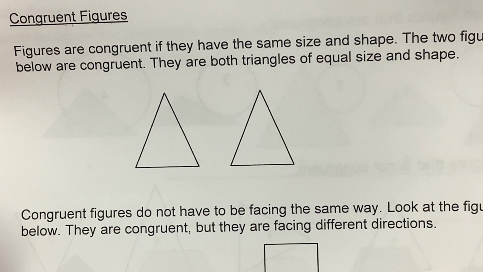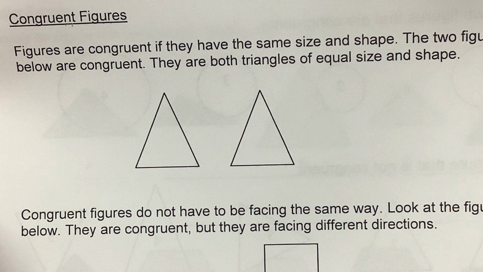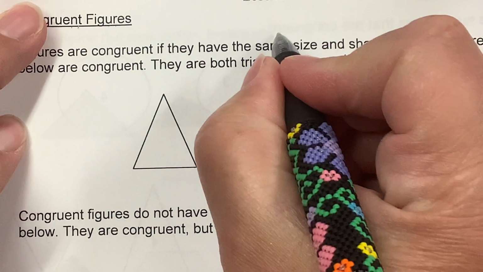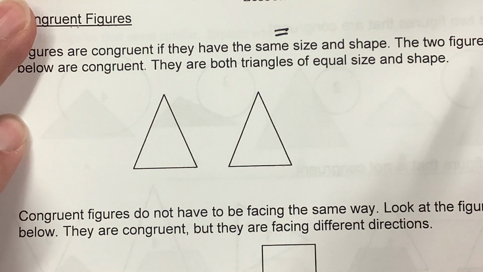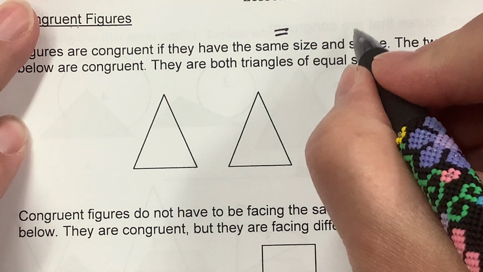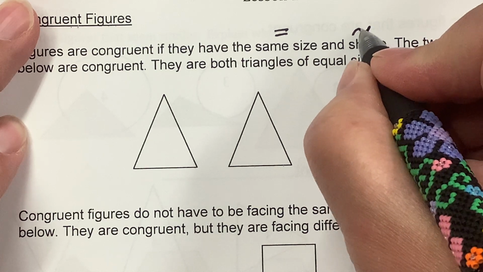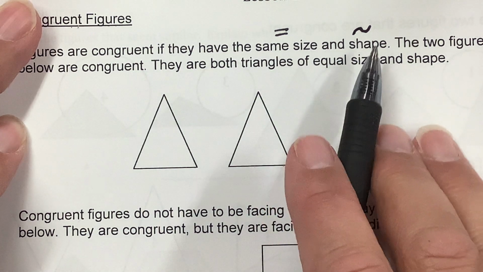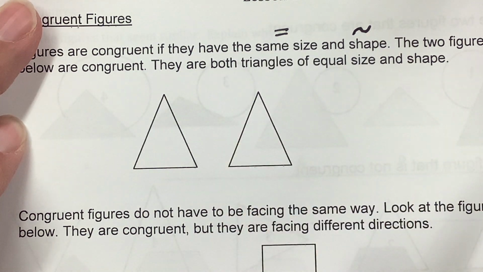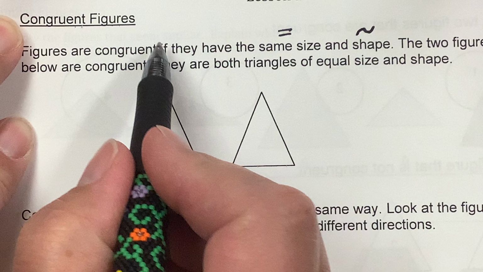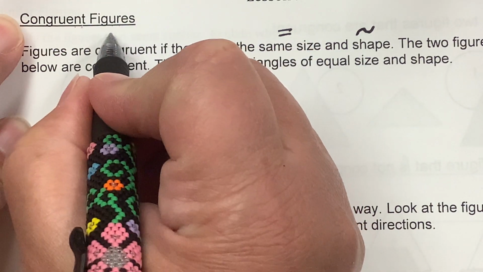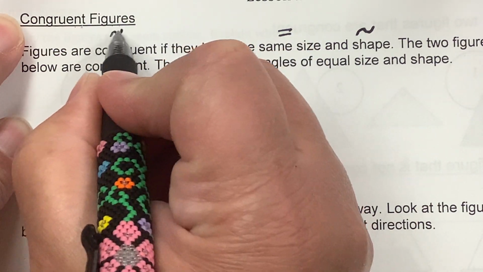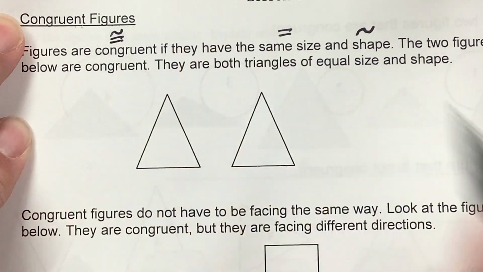Figures are congruent if they have the same size and same shape. Now, same size, you're used to using an equal sign. But same shape we haven't talked about. And that's a tilde, that little squiggle that you would put over an N like an enye. That means the same shape, and an equal sign means the same size. So when you're talking about congruent, you put the tilde over the equal sign, same shape, same size. And that's the symbol for congruence.